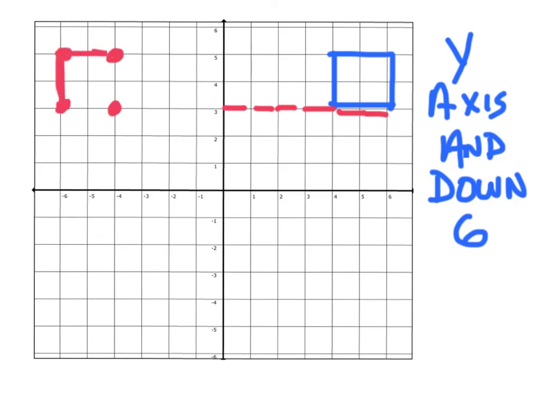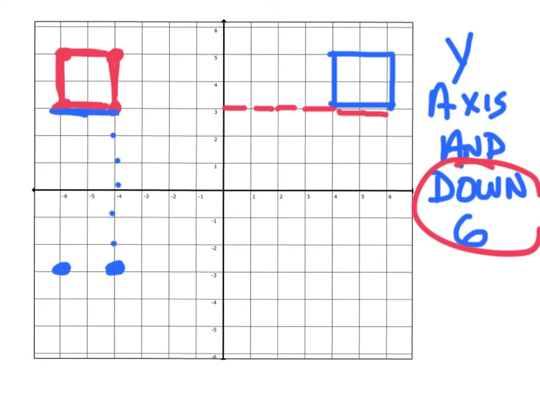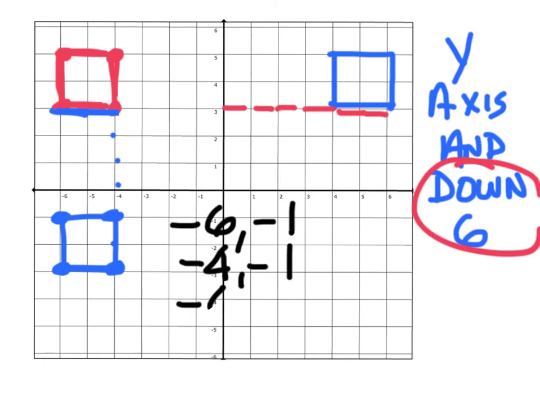Now the directions say to go down 6. So we're going to go 1, 2, 3, 4, 5, 6, and there's one right beside it. And then don't forget that was the bottom part of the box. So if you go up 2 from each one, you get the rest of the box. And now the coordinates are -6, -1, -4, -1, -6, -3, -4, -3.